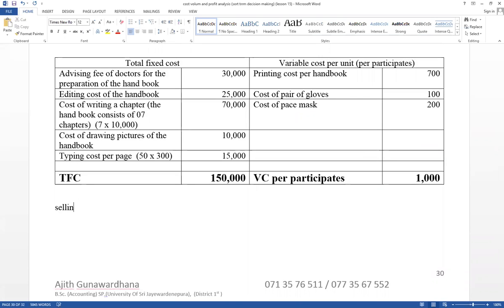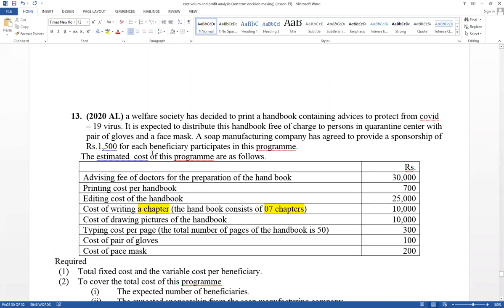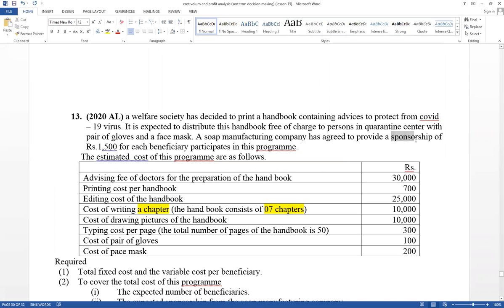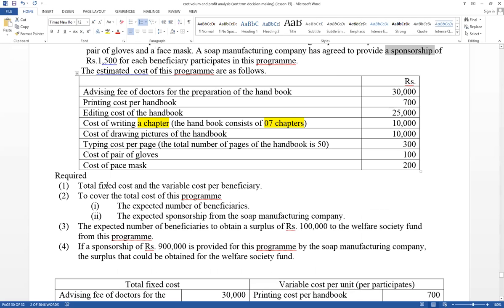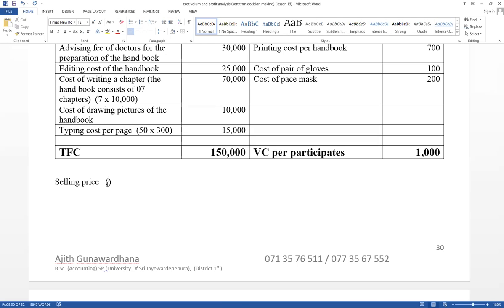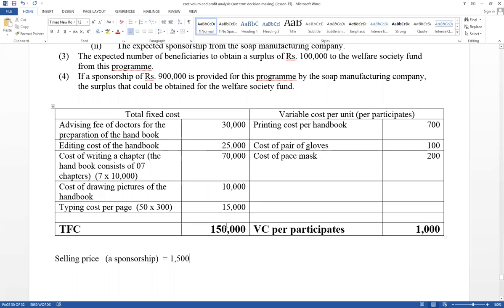As selling price you have to consider 1500. That is the sponsorship. It has given sponsorships 1500. That is selling price. As a selling price, you have to consider sponsorships value equal 1500. Now we know variable cost per unit, selling price we know, total fixed cost also we know.